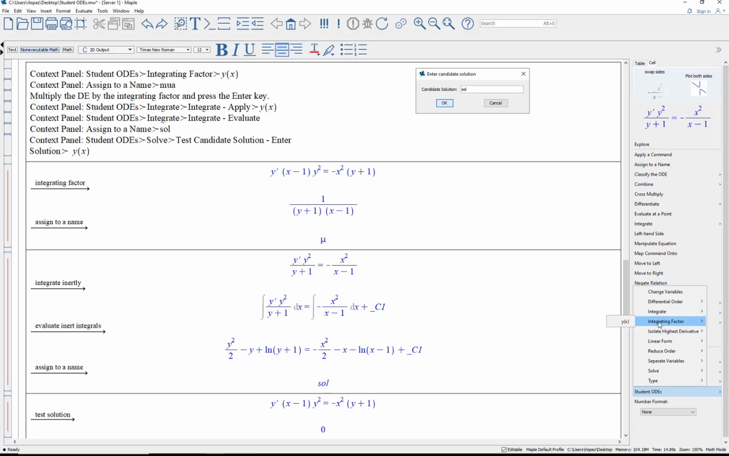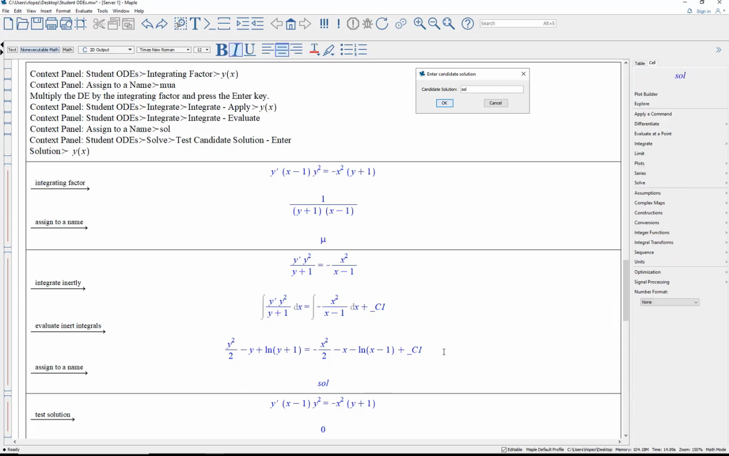Student ODEs, integrate. This is integrate inertly. This is the active. So that produces the solution. Give it the name SOL.